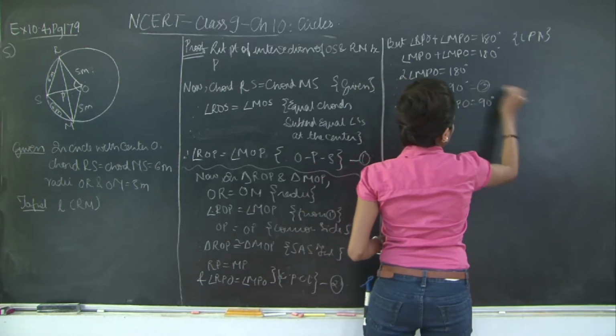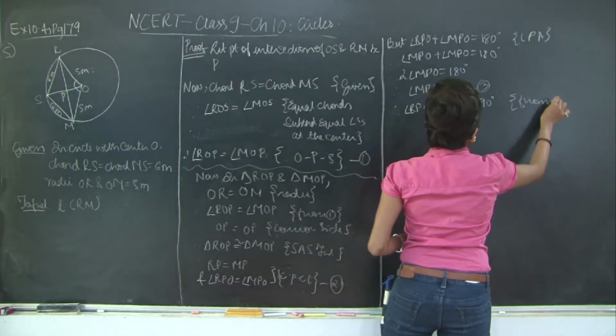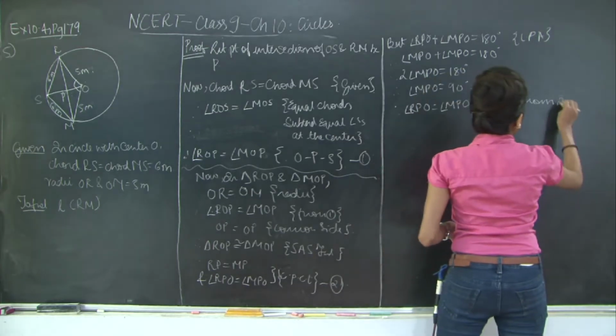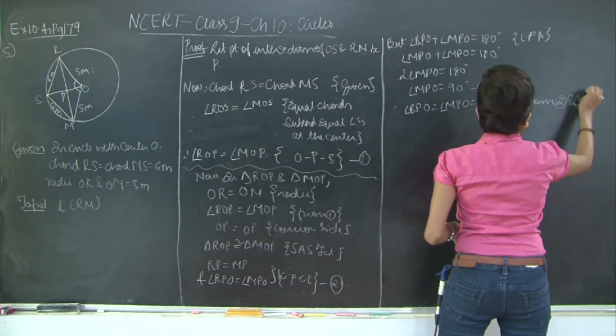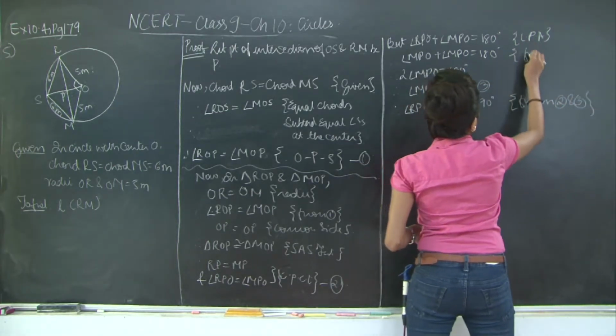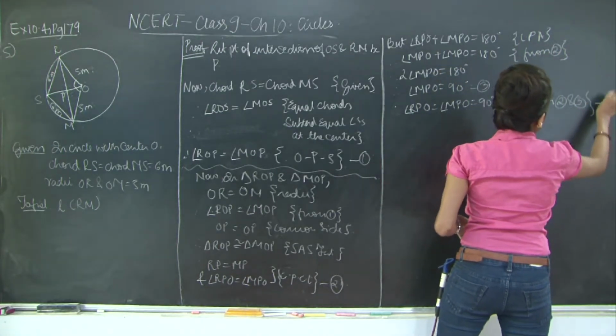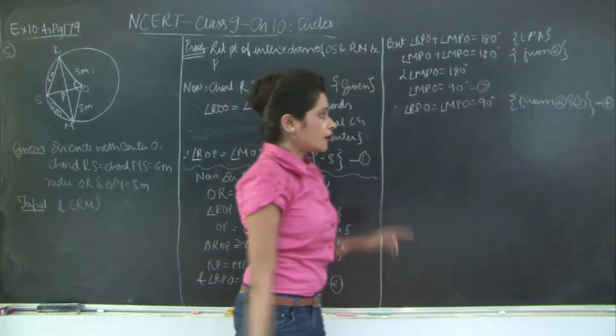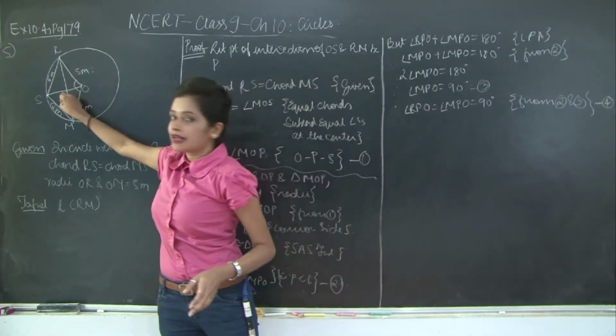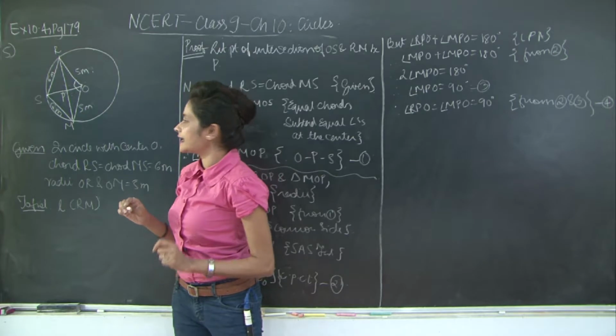this as 3. I'll say from 2 and 3. And here also I'll say from 2. Let's mark this statement as 4. Now we are going to prove each of these angles as 90 degrees, that is RPS and MPS.